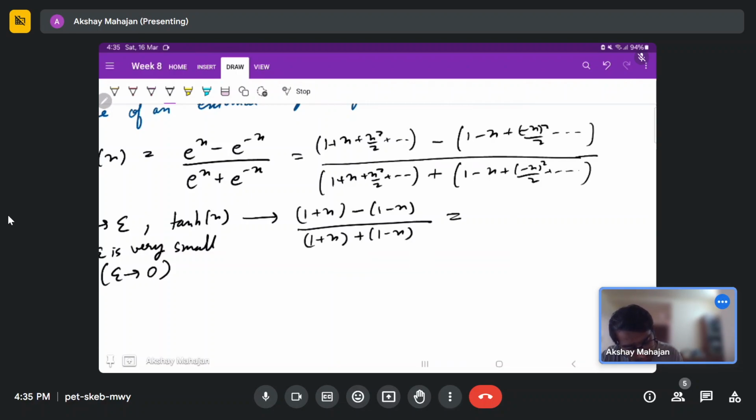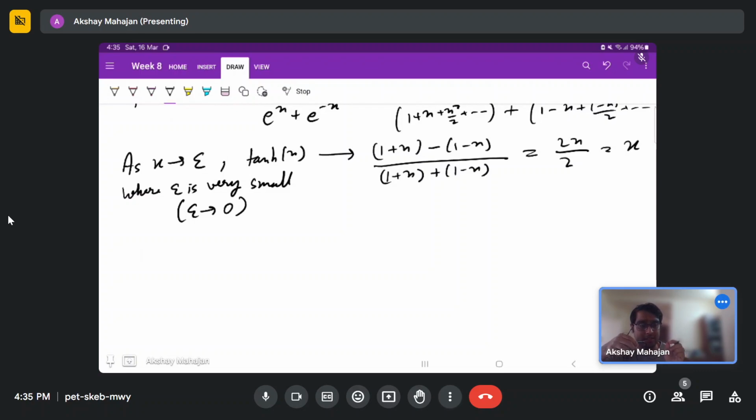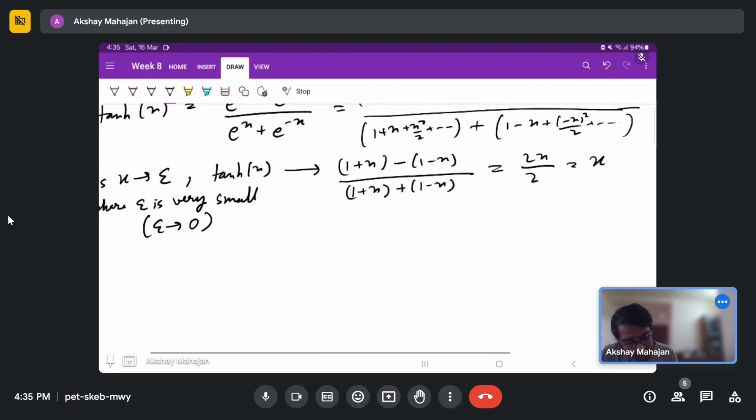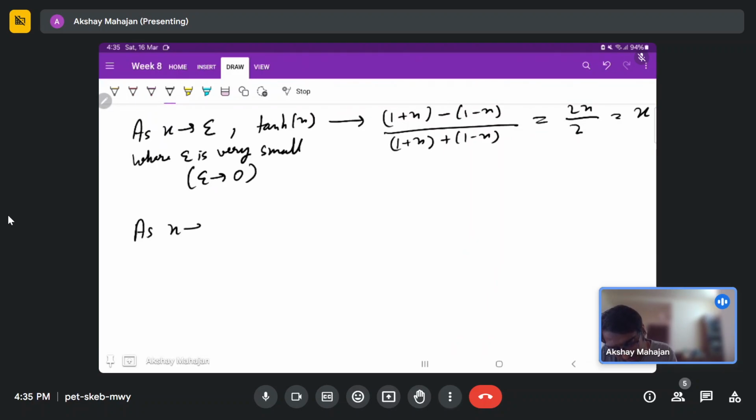If you see this, the 1 will cancel out, and x plus x will be 2x divided by, in the denominator, 2, so we will get x. So basically your tan hyperbolic x will tend towards x in the limit where x is a very small value. Okay, let's say some epsilon value which is tending towards 0. So we can say, as x tends towards epsilon, some very small value where epsilon tends towards 0, tan hyperbolic x tends towards x.